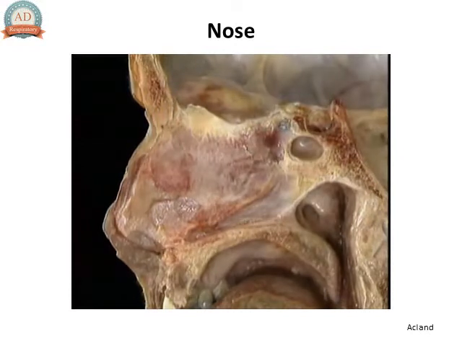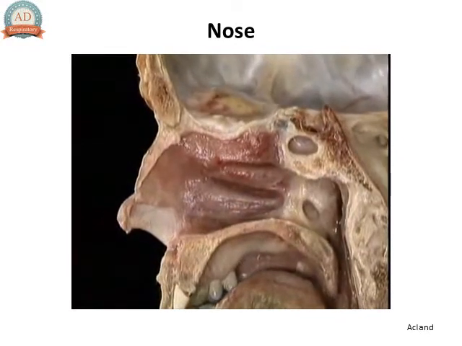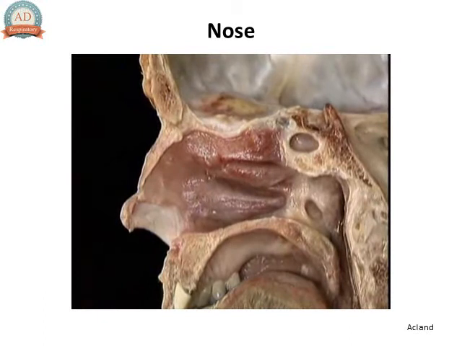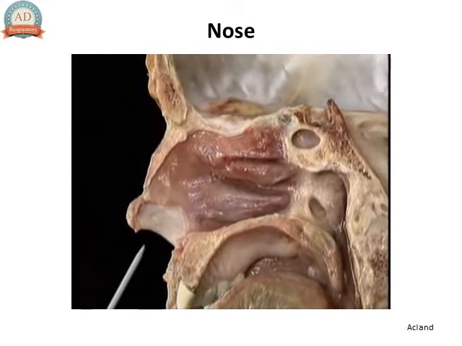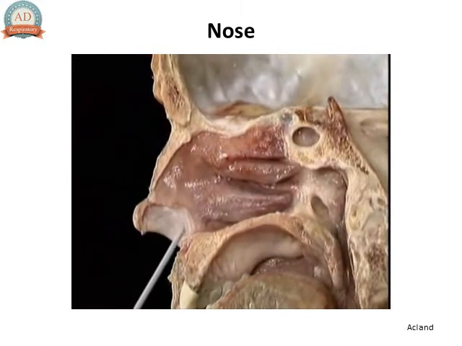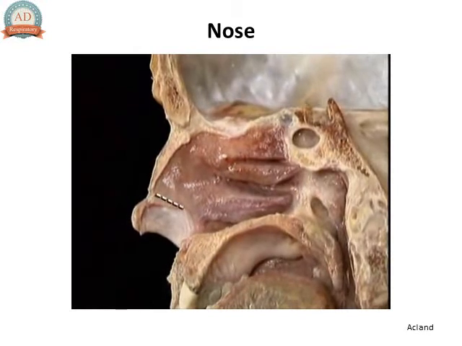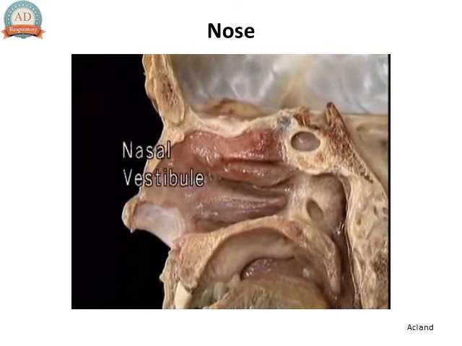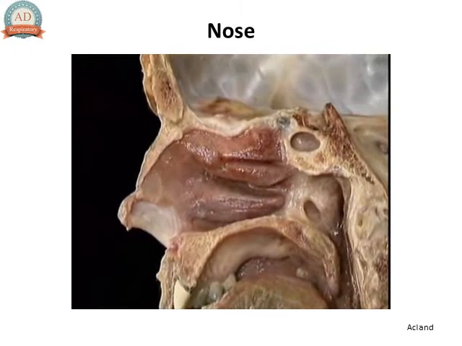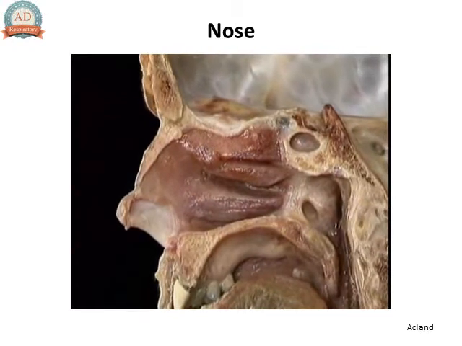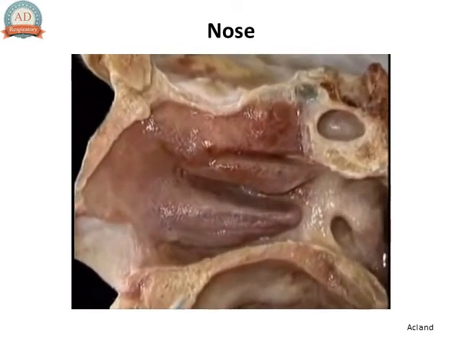Now we'll remove the whole of the nasal septum so that we can see the lateral wall and floor of the nasal cavity. The inside of the nostril, up to the lower border of the lateral cartilage, which is here, is called the nasal vestibule. It's lined with skin. The rest of the nasal cavity is lined with mucous membrane.